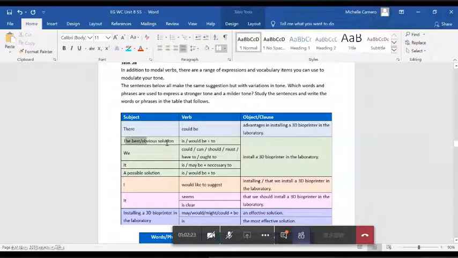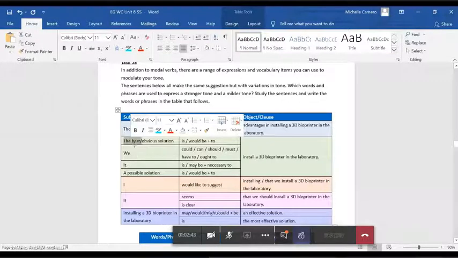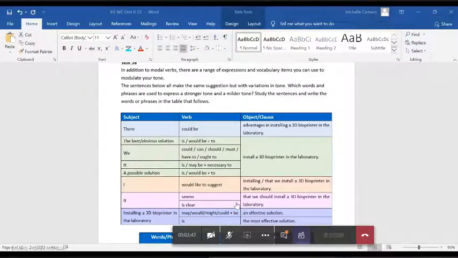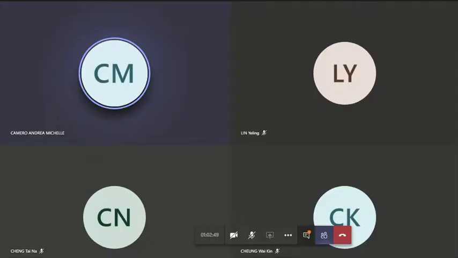So for this one, if you wanted to use this one, you can say the best solution is to install a 3D bioprinter, or the best solution would be to install a 3D bioprinter. Okay. If you want to use this sentence pattern, the best solution is to or would be to, it's fine, but I would be careful where you use it, because if you remember, if we go back to the assessment paper or the practice paper, you will see that, so let's see right here.